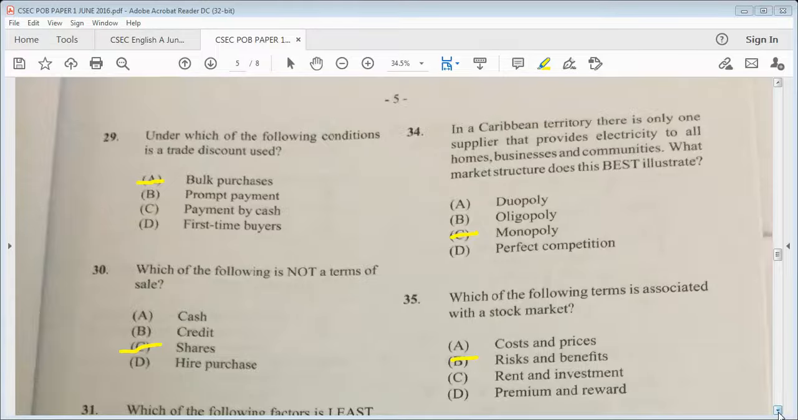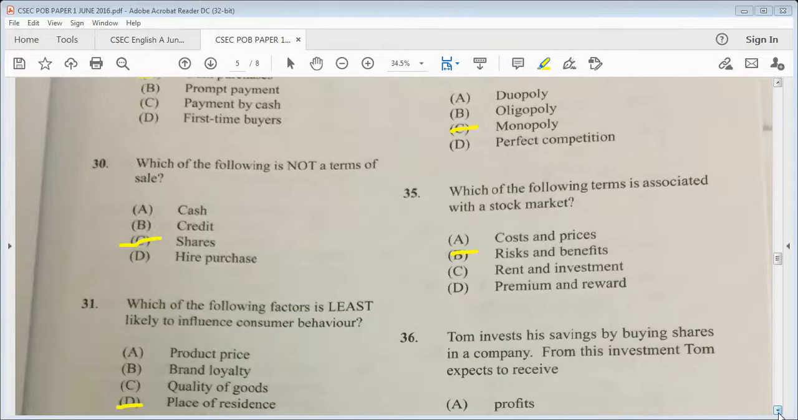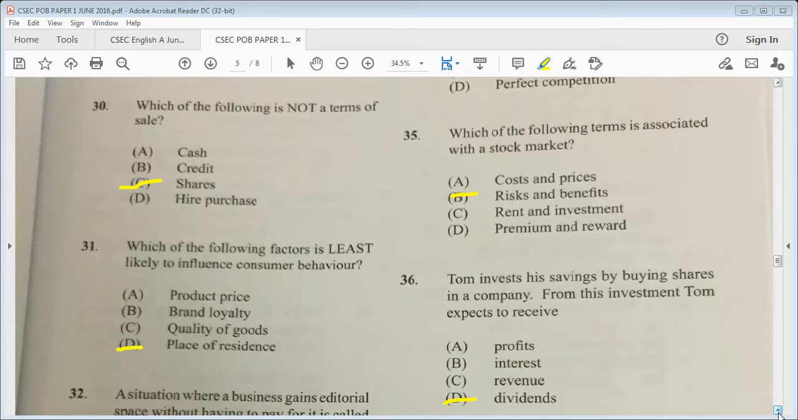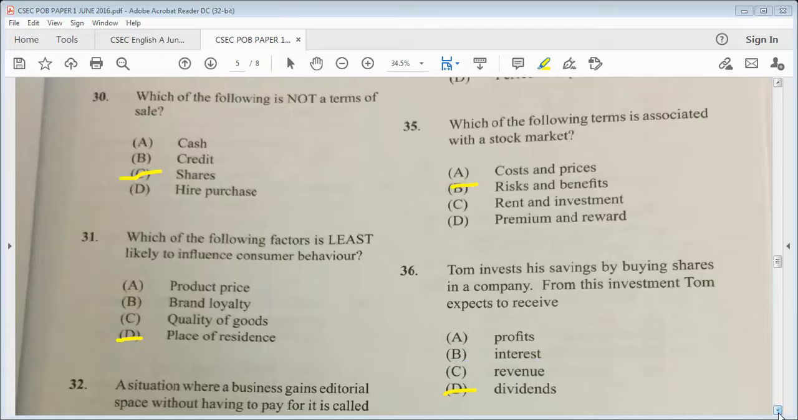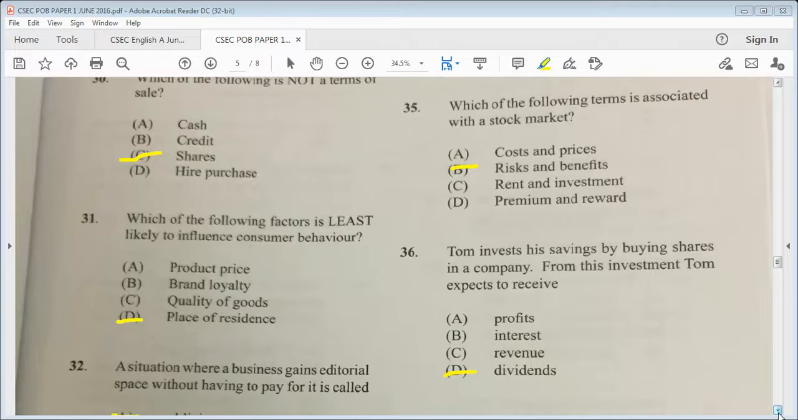29. Under which of the following conditions is a trade discount used? Answer A. Bulk purchases. 30 says, which of the following is not a terms of sale? C. Shares. 31 says, which of the following factors is least likely to influence consumer behavior? Answer D. Place of residence.